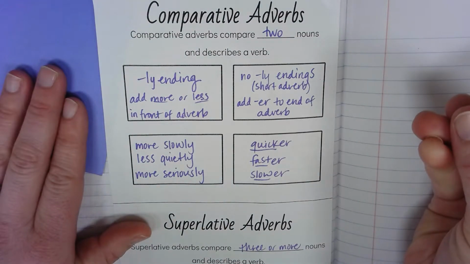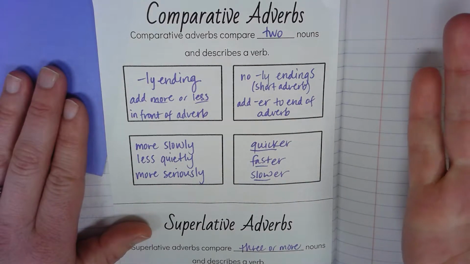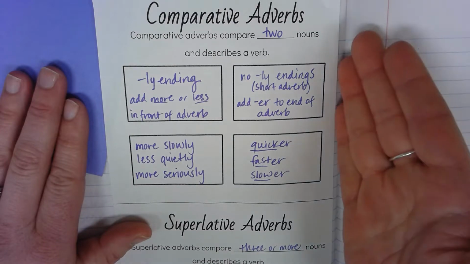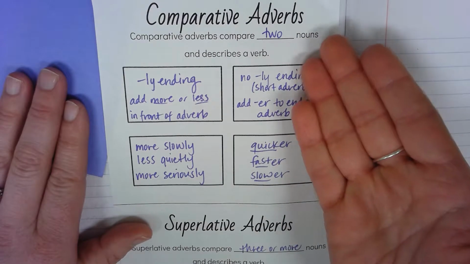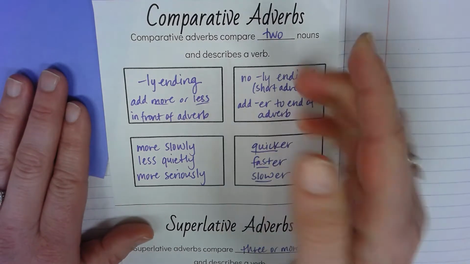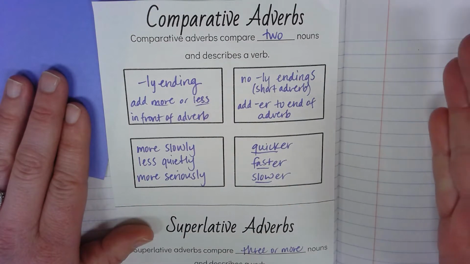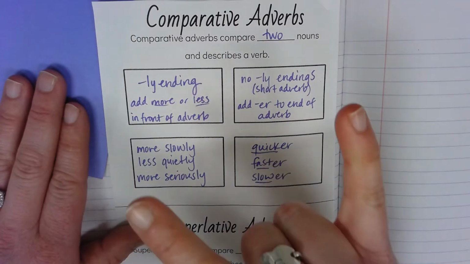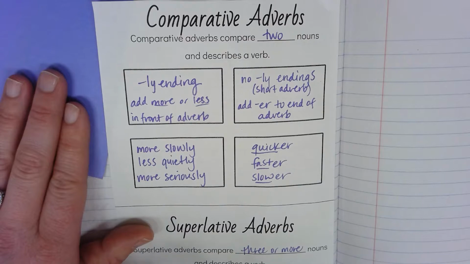I'm trying to figure out the best way to say it. The verbs that are being compared are working with two nouns. So yesterday and today, I worked quicker today than yesterday. Yesterday and today are the two nouns that are working together, but you're still describing that verb.